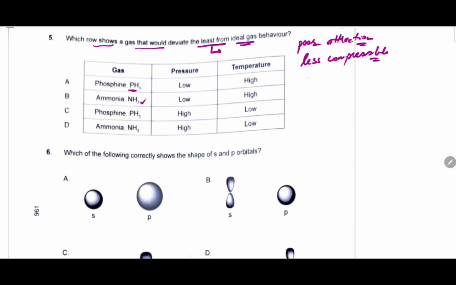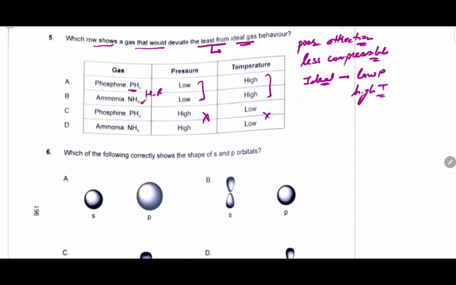And when we talk about ideal gas behavior, gases behave ideally at low pressure and high temperature. Temperature should be high and pressure should be low, therefore it will be near ideal, or we can say least deviation from ideal gas behavior. So we have to look for low pressure and high temperature. These two should be the option. Rest are wrong.